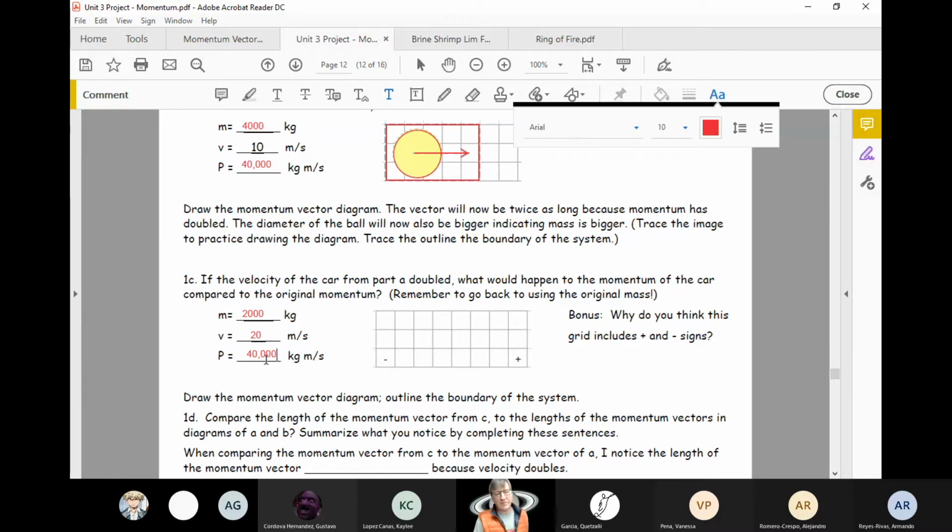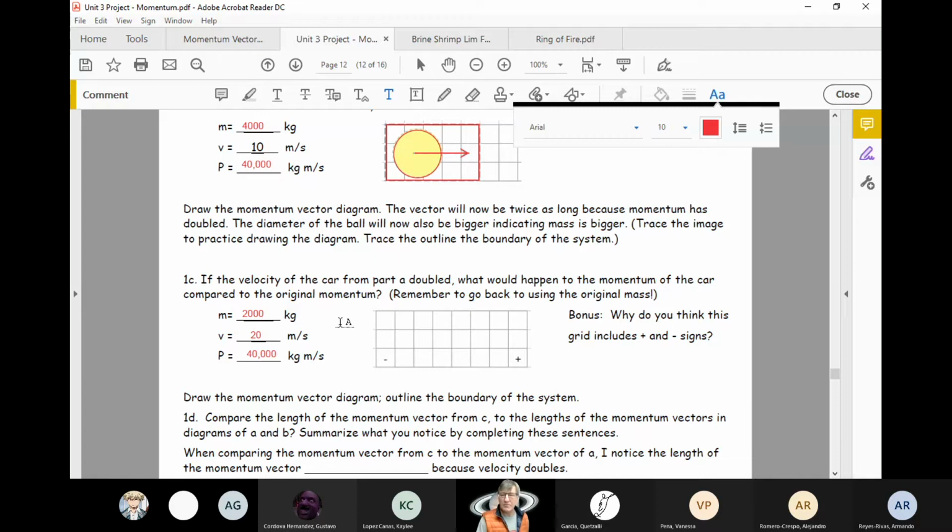Okay, 40,000, but what? Oh, it's the same as this momentum, isn't it? But it only weighs half the mass. How can that be that it has the same momentum if it only has half of the mass? Oh, its velocity made up for it, huh? It's going faster, so that means it's going to be harder to stop, even though it has a smaller mass.